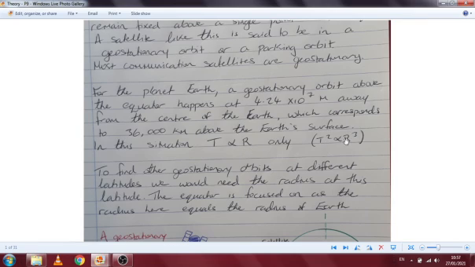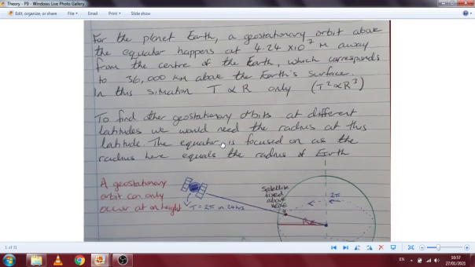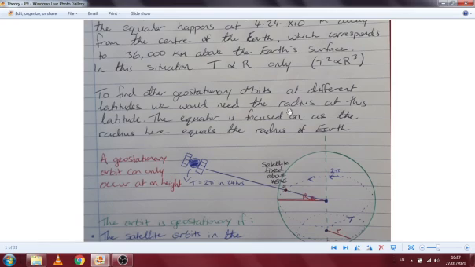Technically, it's t squared is proportional to r squared, but those two things affect each other. To find other geostationary orbits at different latitudes, we would need the radius of the Earth at this latitude. So again, this is a tricky thing, it's important that you understand the difference between the radius of the Earth and the radius of the orbit. So we're going to look at that in this diagram in a second.